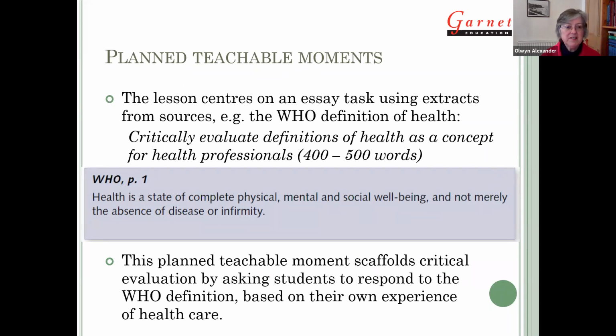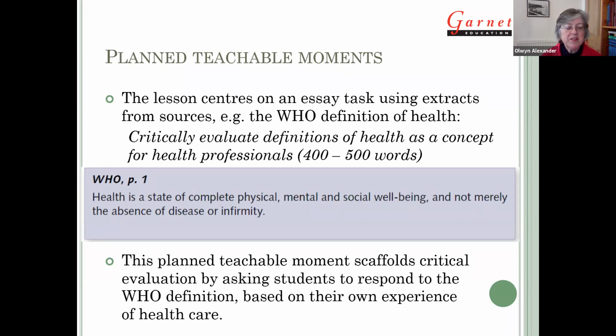So this lesson centres on an essay task, and it uses extracts from sources, for example, the WHO definition of health, and the students are asked to follow an essay task: critically evaluate definitions of health as a concept for health professionals. And I'd observed this lesson in the past and realised that the first part of it needed to be scaffolded a little bit, because teachers didn't always approach it in appropriate ways.